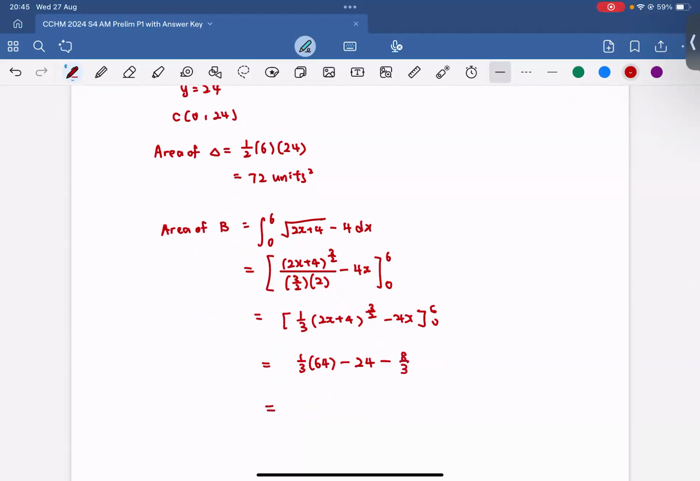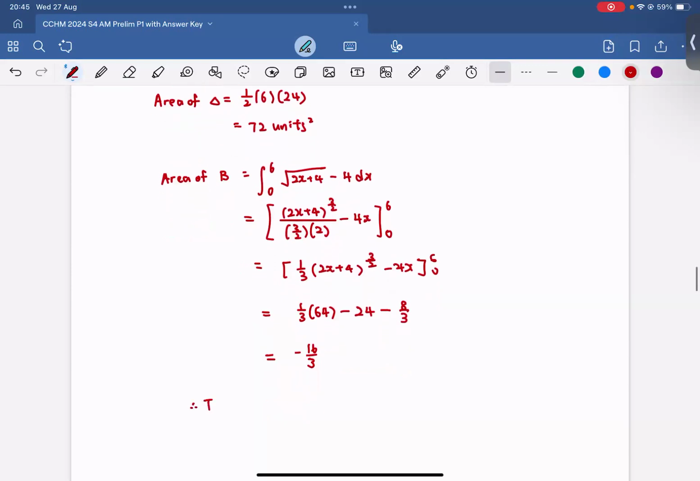Okay, so what do we have? Negative 24 times 3 minus 8 plus 64 over 3. We have negative 16 over 3. Like what we said, we expect this to be negative because it's below the x-axis. So therefore, the total shaded area is 72 plus 16 over 3. Remember to change this to positive. So this is 216 over 3 plus 16 over 3, so it will be 232 over 3 units squared.